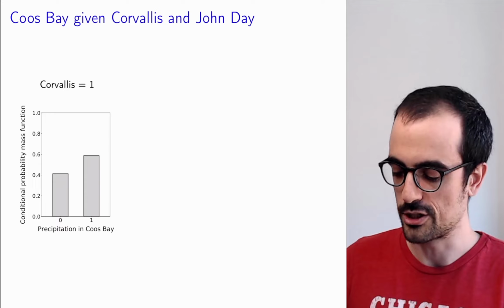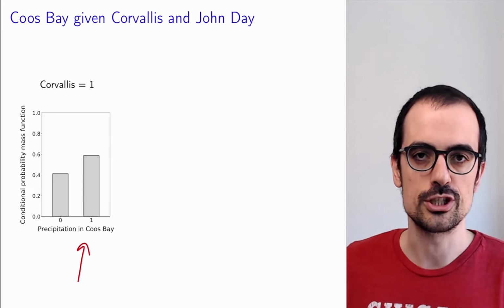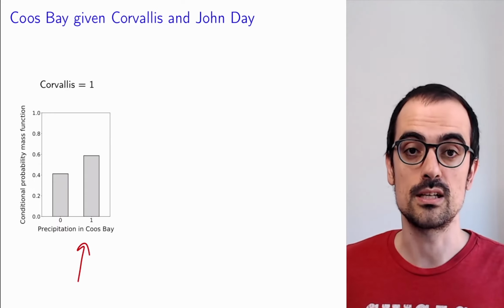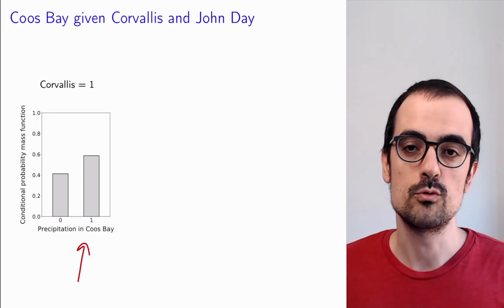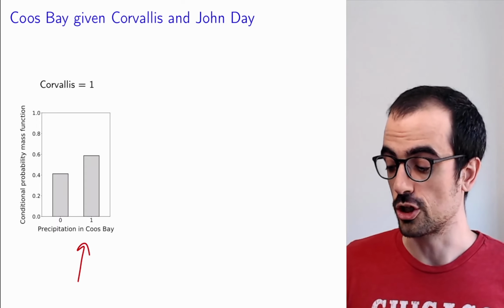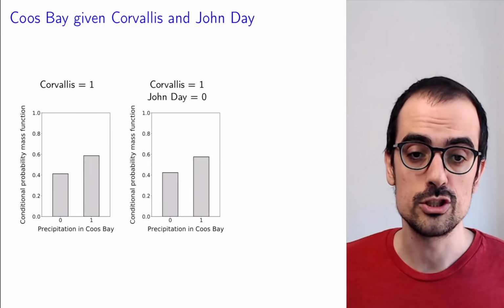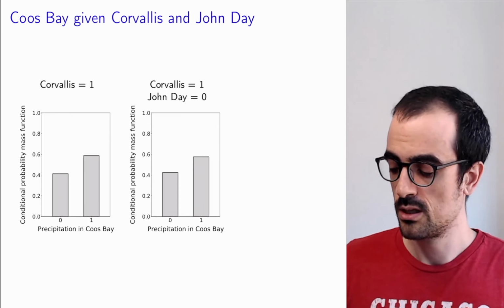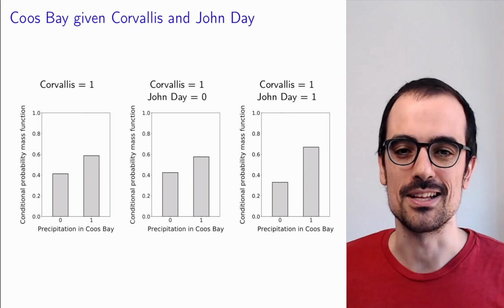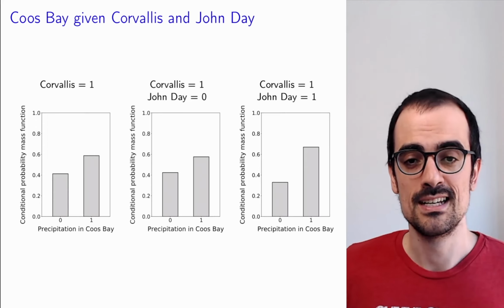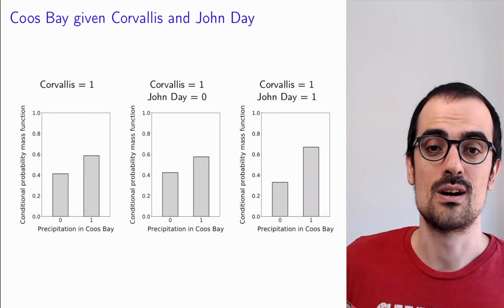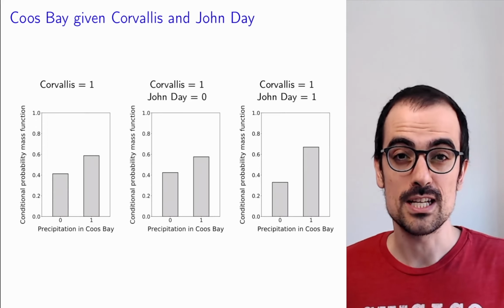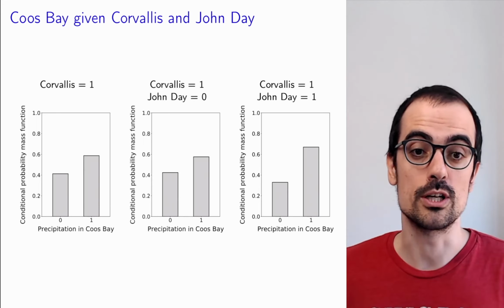So now what's up if there's precipitation in Corvallis? Obviously the precipitation in Coos Bay changes a lot. This is a conditional PMF of Coos Bay just given Corvallis. Now let's see if we additionally condition on John Day. So no rain in John Day, barely changes. If it rains in John Day, it changes a little bit. So again, once we know about Corvallis, John Day gives us much less information about what's going on with the precipitation in Coos Bay.